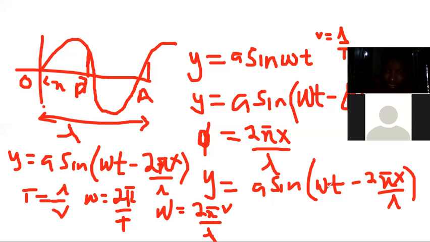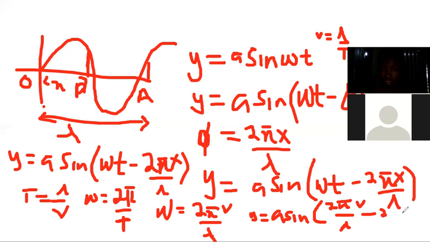So anywhere we see omega, we can substitute the whole of this here. So we can rewrite y is equal to, after proving this, then we are done for the day. So this will be A sine into bracket 2 pi v all over wavelength minus 2 pi x all over wavelength. Can you see it? So we can relate them in terms of distance. x is a distance, v is velocity, and you can even factorize 2 pi out. So you can get y is equal to A sine 2 pi into brackets v all over wavelength minus x all over wavelength. Have you seen it?